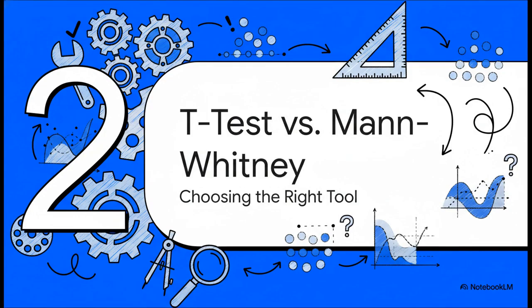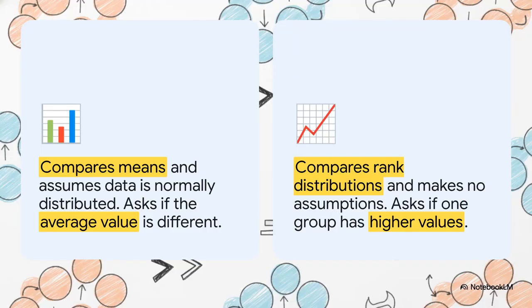Okay, so this brings us to a really crucial point, choosing the right tool. Let's put the t-test and the Mann-Whitney U side by side. Honestly, knowing the difference here is what makes you a smarter, more effective analyst. This table really lays it all out. A t-test focuses on one thing, the average, the mean. It's asking, is the average height of Team A different from Team B? Simple. But the Mann-Whitney U, it looks at the whole picture, the entire distribution of ranks. It's like lining up every player from both teams and asking, in general, does one team's players just tend to be taller than the other team's players? It's a much broader question.